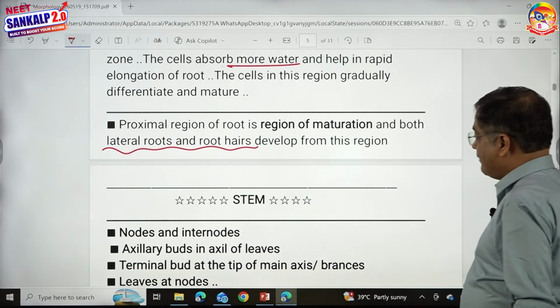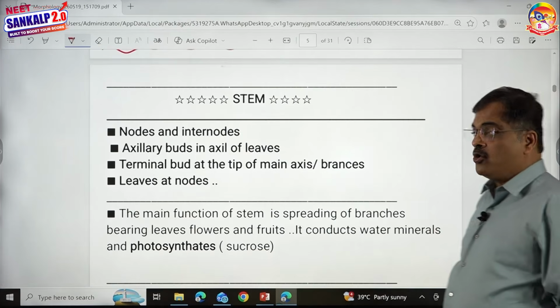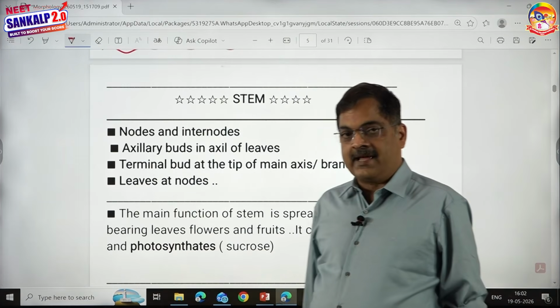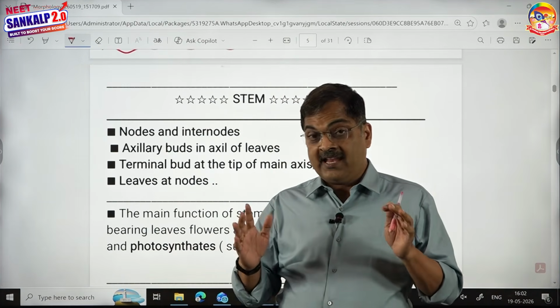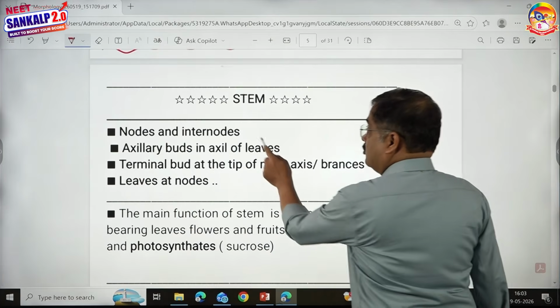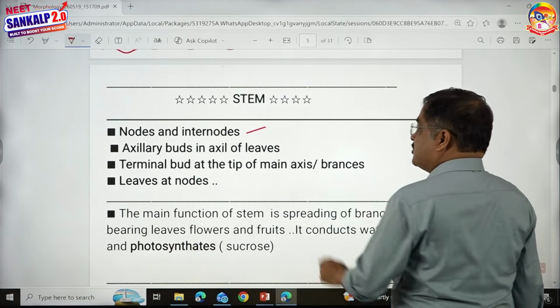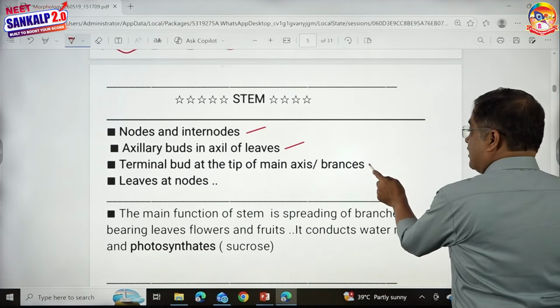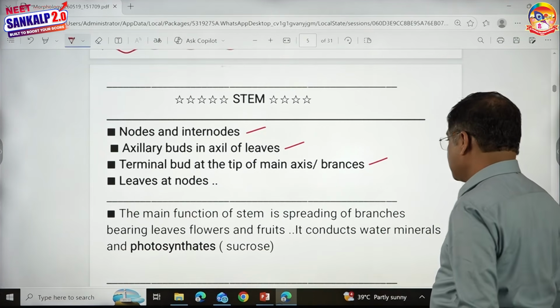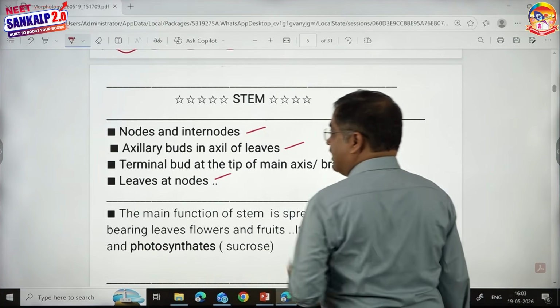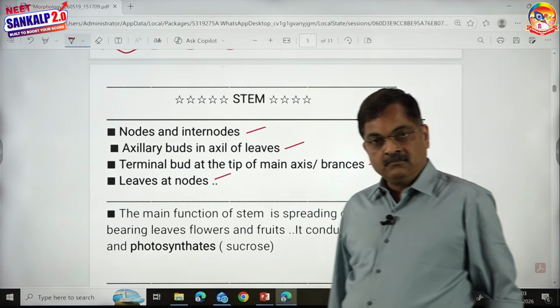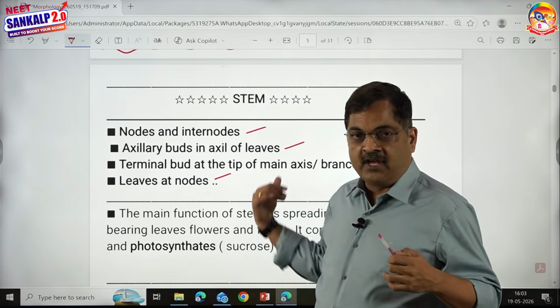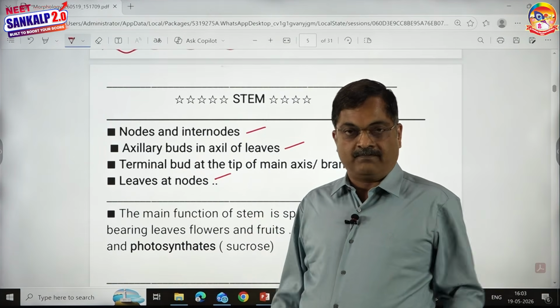Right. Then we talk about the stem. Why do you call any organ a stem? What is the criteria for calling any organ a stem? It should have nodes and internodes. It should have axillary buds in the axil of leaves. It should have terminal bud at the tip of the main axis of branches. It should bear leaves at nodes. So any structure with this set of characters is said to be stem.